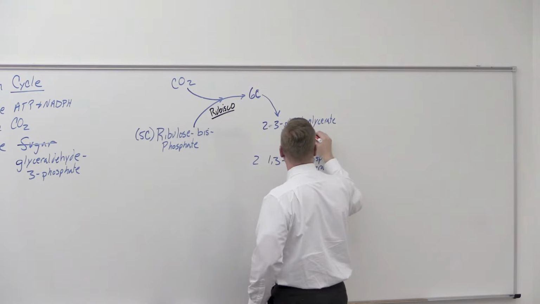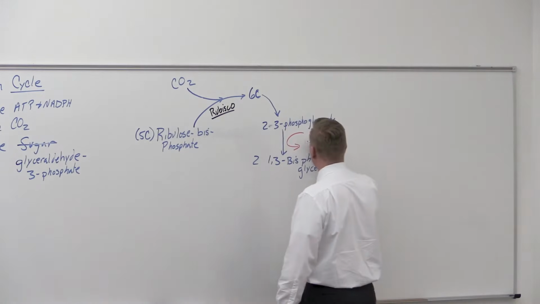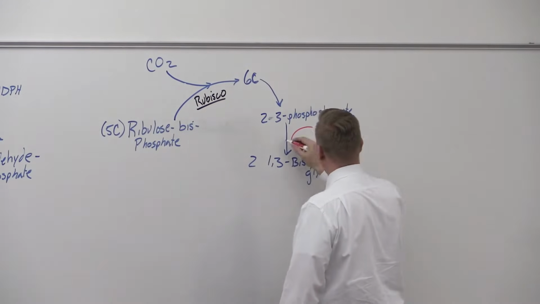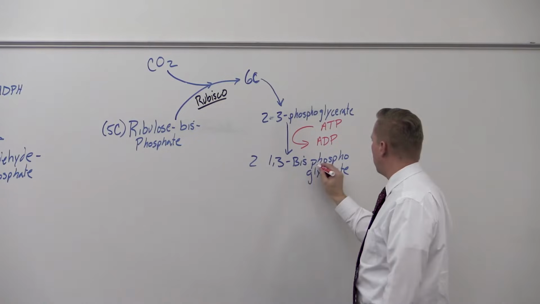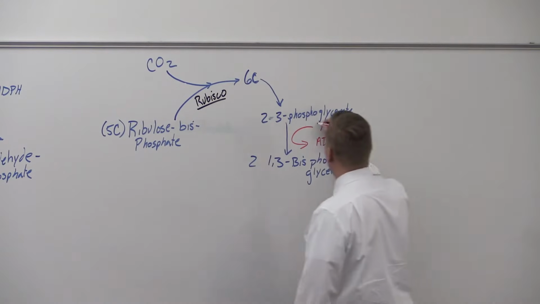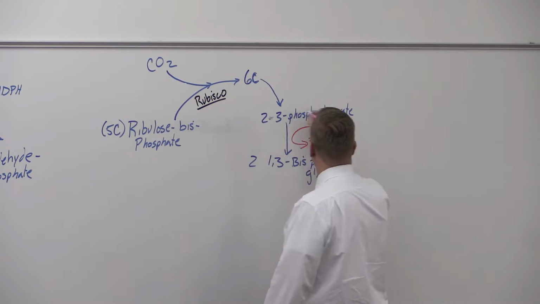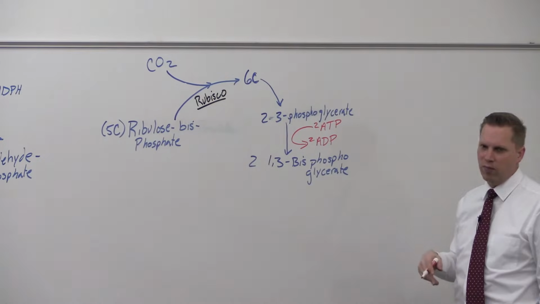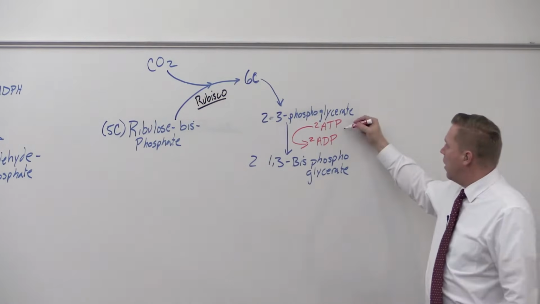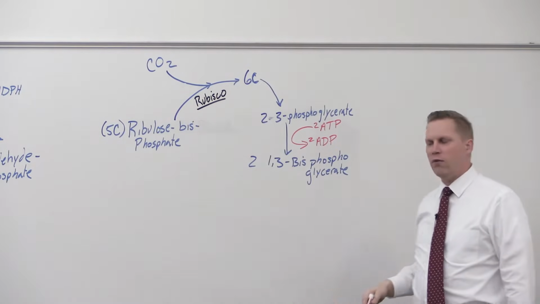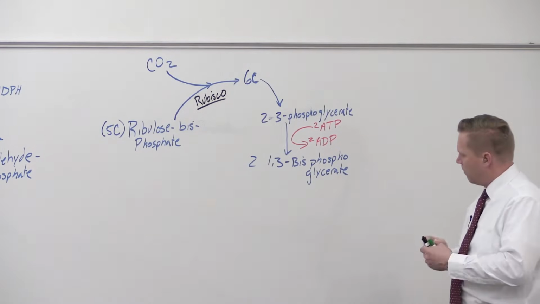Where did that phosphate come from? Well, we took ATP and converted it to ADP, and that's where the second phosphate came from. And of course, since we had 2 3-phosphoglycerates, we needed 2 ATPs to make our 2 1,3-bisphosphoglycerates. Where did this ATP come from? That was what was produced over in the light reactions that we talked about earlier.